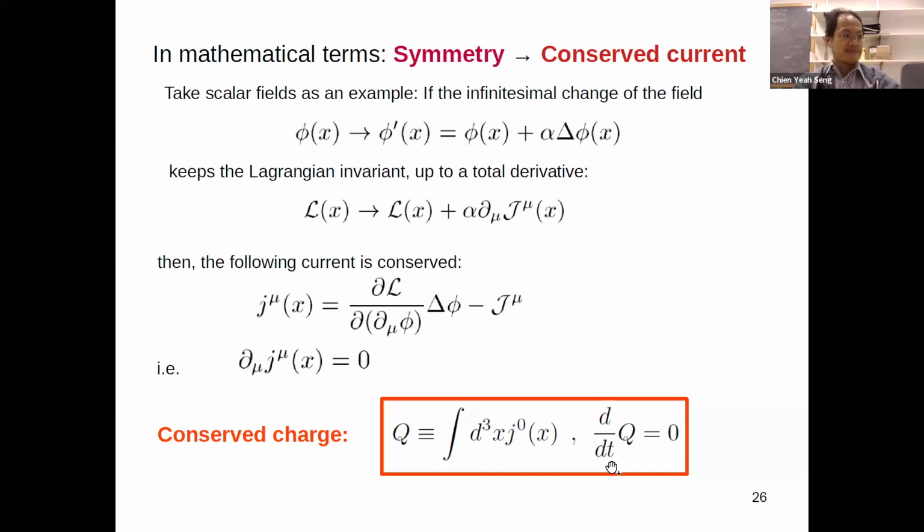It's very simple because dQ/dt equals the integral of partial_t j^0, and then using this conservation, it becomes a spatial divergence of the spatial component, but then it turns into a surface integral. But you take the surface to be at infinity, and suppose the current falls quickly enough at infinity, then the surface integral is 0.